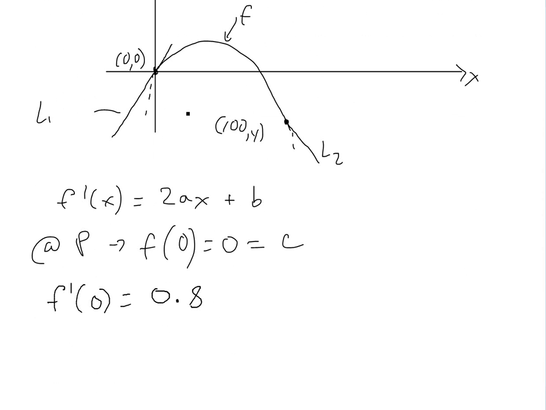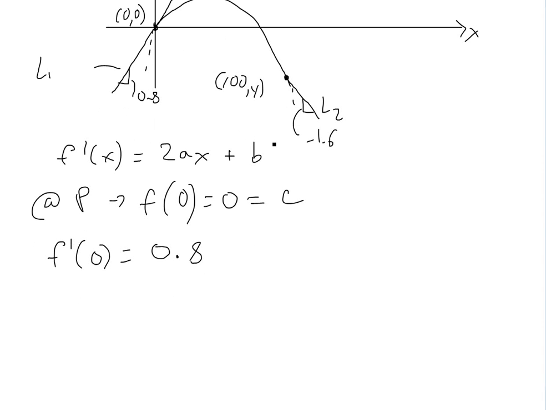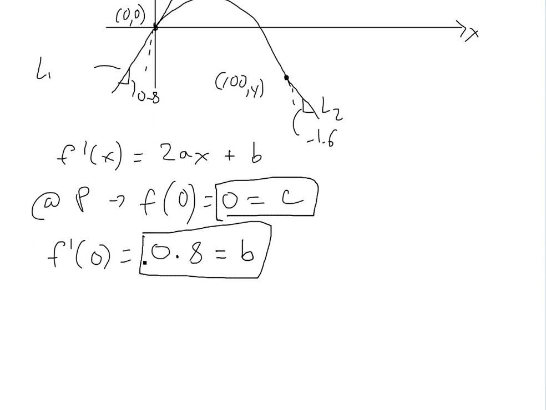Yeah, and it has to be 0.8 because we've already defined the slope here as 0.8, and this slope right here as negative 1.6, based on our design that we've chosen initially. So now, just plug in 0 here, and we get b right here, because 2a times 0 is 0. So we have equations for c and for b. Now we can solve the last one.